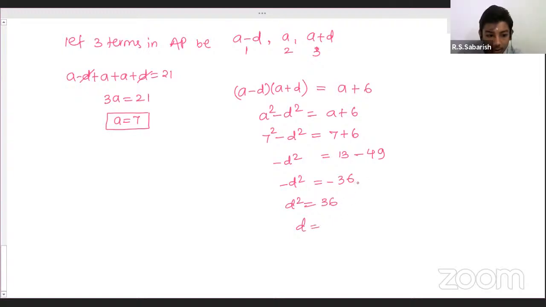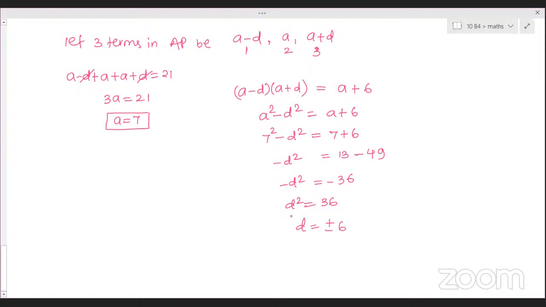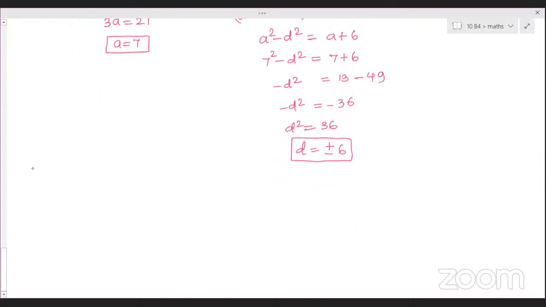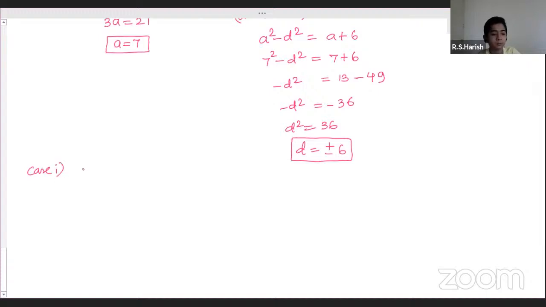Plus and minus 6. Square root will be positive and also negative. So there will be 2 cases. Case 1.